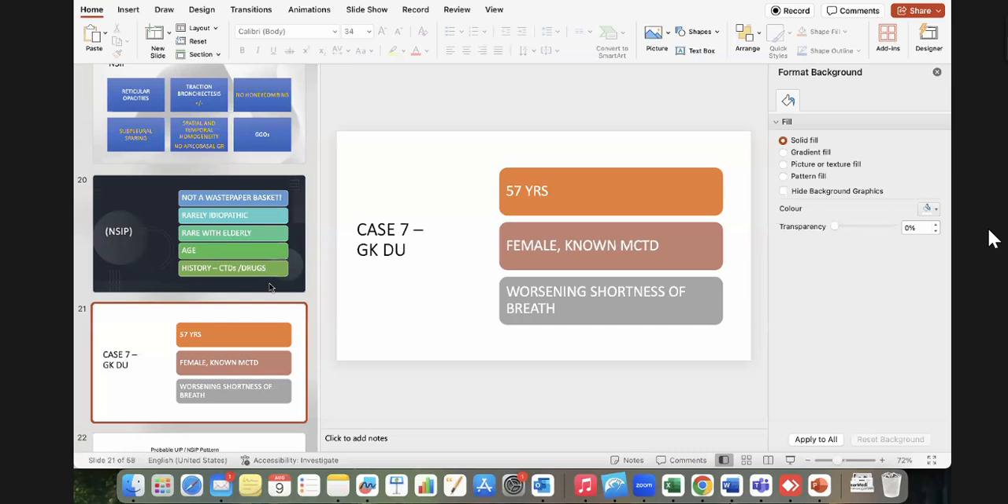And this case, a 57-year-old lady, known mixed connective tissue disorder. Thankfully, we have history and worsening shortness of breath. And now, let me show you the case.